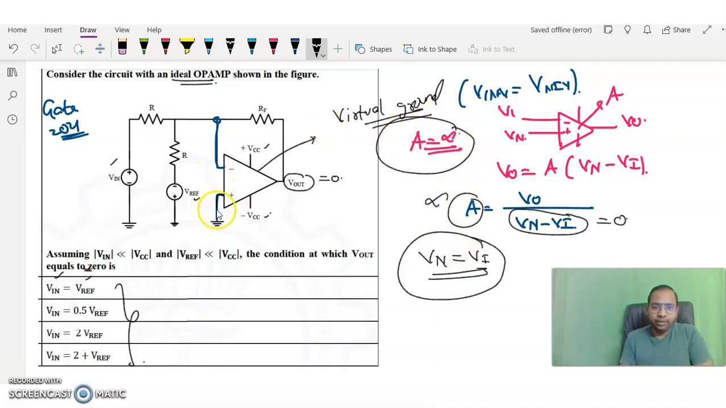So now here the non-inverting terminal is connected to ground. That means 0 volts will be there. And similarly here also 0 volts will be there.